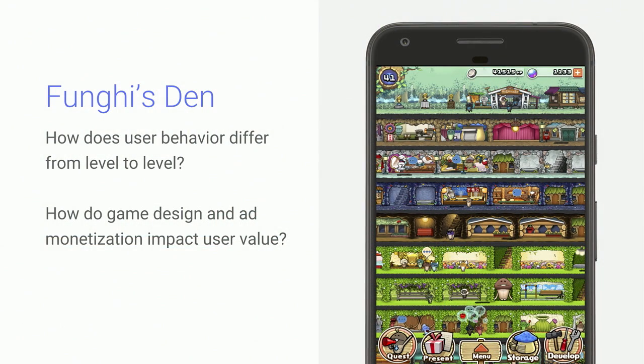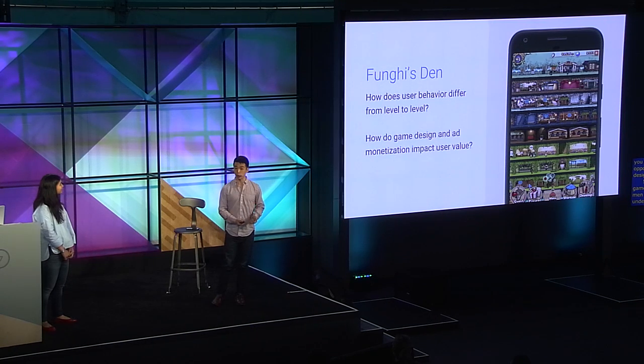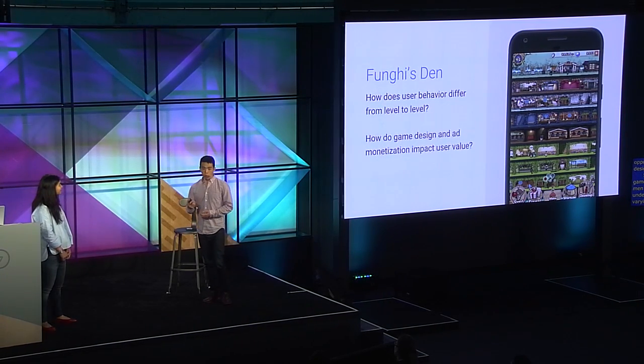So Fungi's Den is a strategy game where you're trying to help mushroom men build a thriving underground city. It's got 41 levels of varying difficulty. And right now, Fungi's Den is using banner ads and in-app purchases to monetize. When we convinced them to use this integration, we set out to try and answer two questions. One, how does user behavior differ from level to level? And two, how does game design and ad monetization impact the user value? So let me show you how we can quickly get the answers to these questions.